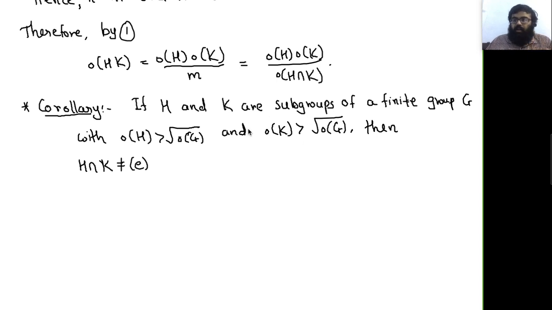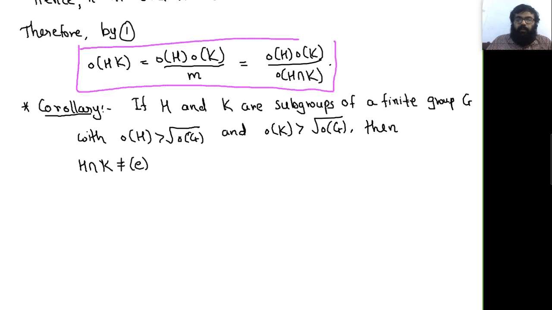What it says: if we have two subgroups H and K, both of whose orders are greater than the square root of order of G, then H intersection K will definitely have an element other than identity. Because if we multiply the square root of order G with the square root of order G, we get order of G, and we apply the formula for order of HK which we have seen already. This is what we apply as a corollary.